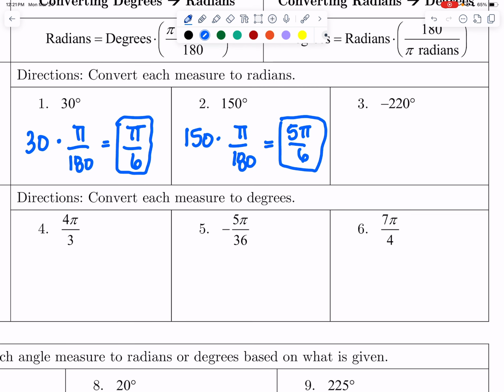Now, same thing with number 3, even though it is negative 220, we're doing the same thing. So we're just going to say negative 220 times pi over 180. So then if I were to simplify 220 and 180, I'm going to get negative 11 pi over 9. So just divide by 10 and then divide by 2.